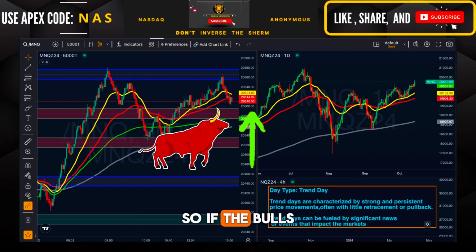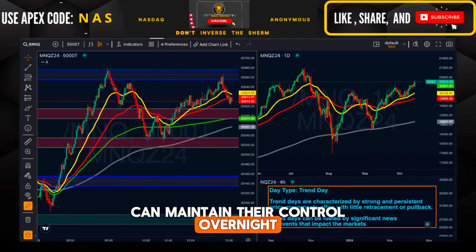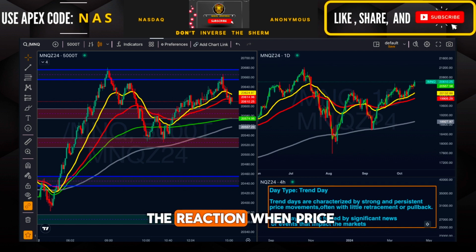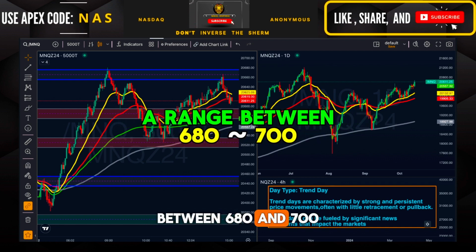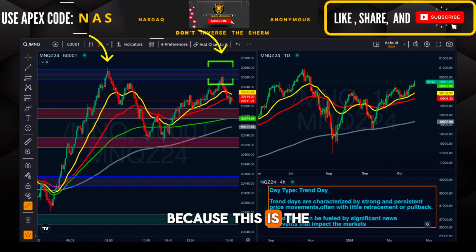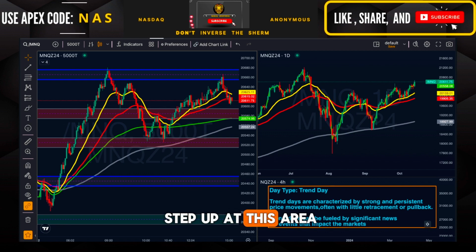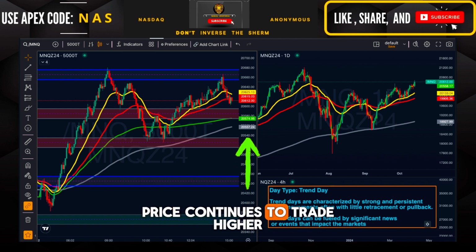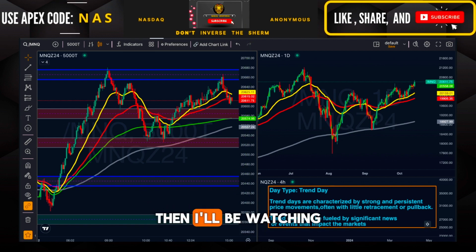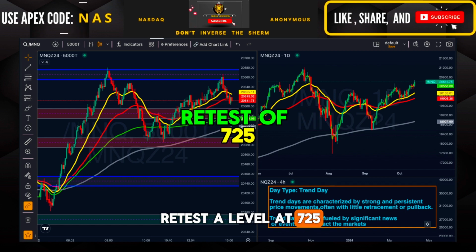So, if the bulls can maintain their control overnight, then I'll be watching the reaction when price trades within a range between 680 and 700. Because this is the range where we saw the bears reject price to the downside, and I do expect for the bears to step up at this area to sell the retest. But if the bears fail at this area and price continues to trade higher, then I'll be watching the reaction when price retests a level at 725.